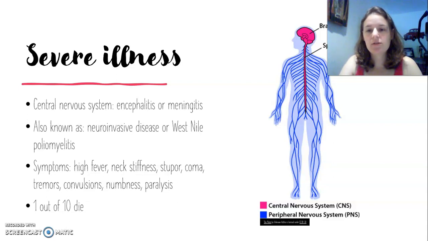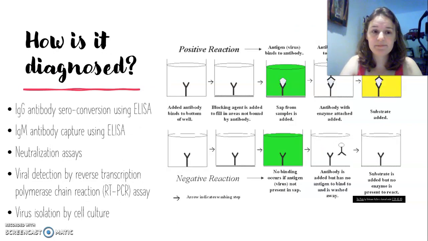And this is where it has a few names. So the severe illness could be called a neuroinvasive disease or West Nile poliomyelitis, which is due to the fact that you can get paralysis and coma and neck stiffness, which are again things that are associated with actually polio. And 1 out of 10 people who get severe illness actually die.